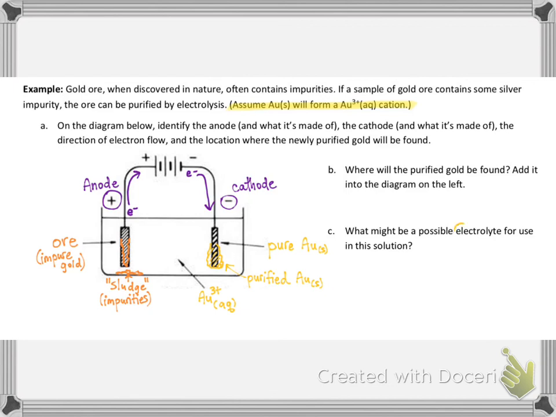But that doesn't actually answer part C, because we need to know the electrolyte, and the electrolyte is the full salt. So we need a salt containing a gold 3 plus cation that is 100% soluble. So I just said gold nitrate. There are other things that are 100% soluble, but you have to know that nitrate is 100% soluble, so I figured that's a good one to pick.